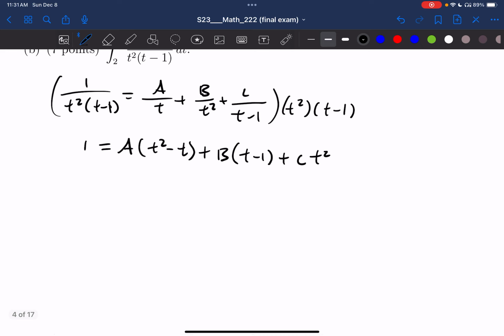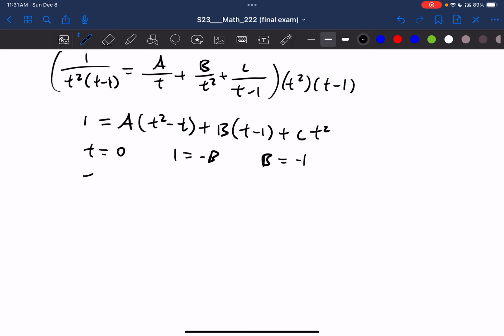So from here, if we set, say, t equal to 0, this is going to be 0, this is going to be 0, and this will be a negative 1. So we're going to have 1 is equal to negative b, so b will be equal to negative 1. And what else can we set t equal to? If we set t equal to 1, this will be 0 and this would be 0, so that would work. If t is equal to 1, we're going to get 1 is equal to 1c, so c is equal to 1.